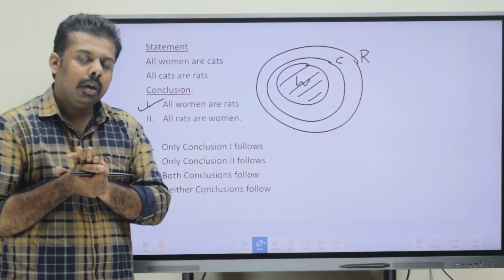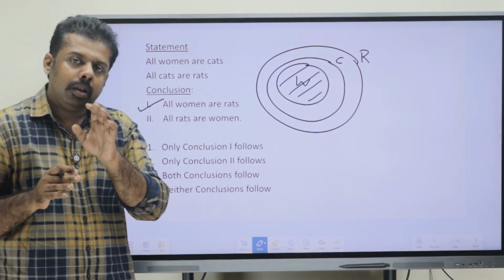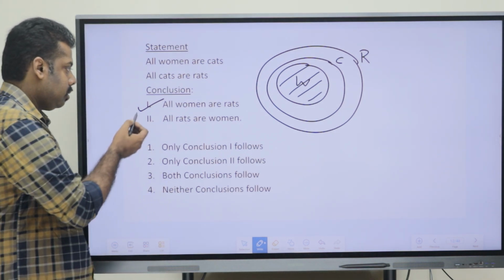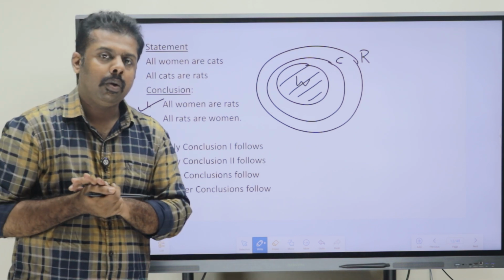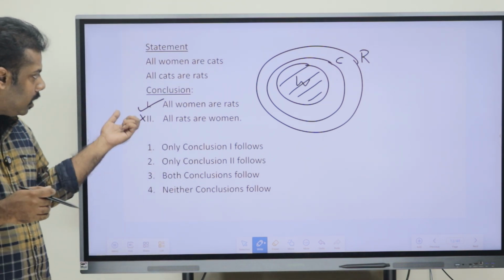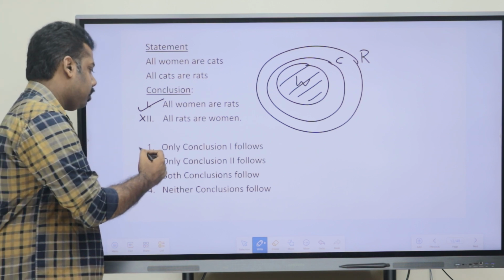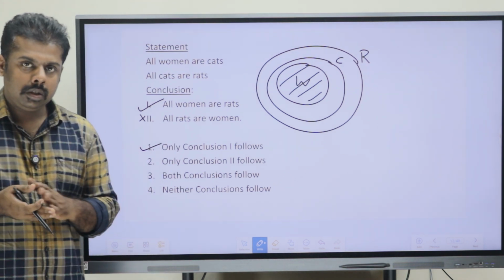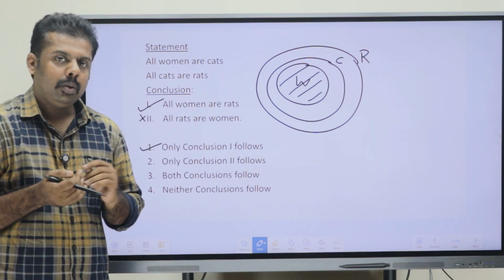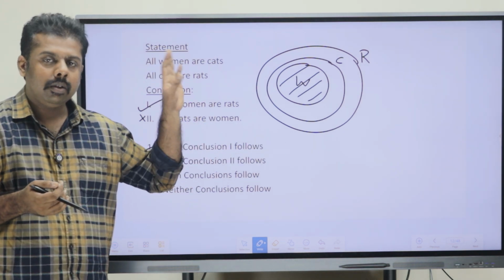So we are not sure about that. So as we know, in definite conclusion, if you are not sure of anything, you have to mark that conclusion as wrong always. So here the first one is right and the second one is wrong. So which option we can mark? Yeah, we can mark our answer as option 1, that only conclusion 1 follows. I hope that you got the basic understanding of this question.